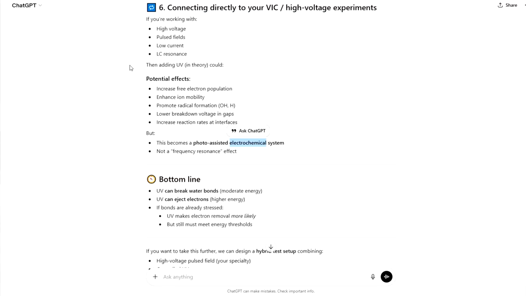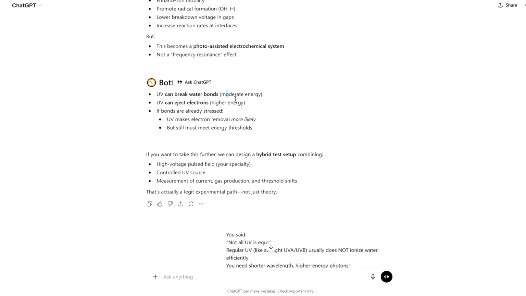There's no chemical reaction happening, which I think ChatGPT still thinks there is, but there's no electrolyte. There's no chemical process that's happening. It's a physical voltage field physically pulling apart the atoms. So that's really cool. It literally tells me that it could increase free electron population, so increasing the amount of free electrons even in the gas or the water bath. Enhance ion mobility, maybe allowing those ions to be moved to other places, or electrons being able to be pulled from them.